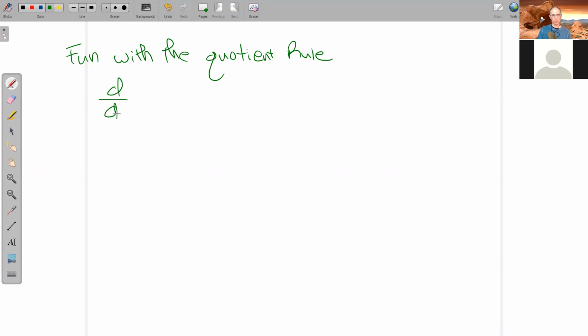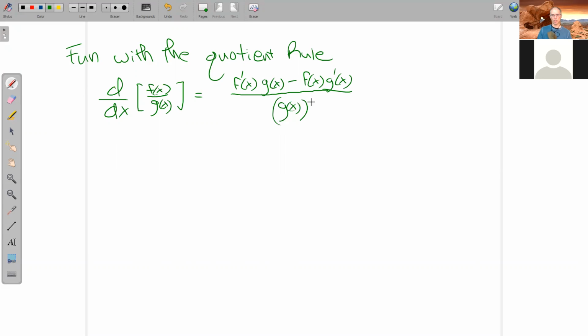It says if you take the derivative of some function divided by another function, g of x, the derivative is also a quotient, and in the numerator is the derivative of the numerator times the denominator, minus, you leave the numerator alone and multiply by the derivative of the denominator. And then in the denominator, you end up with the square of the denominator. So that's the quotient rule right there.